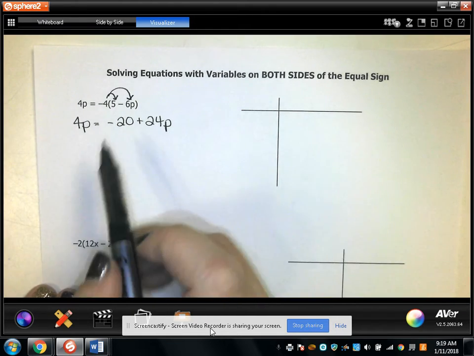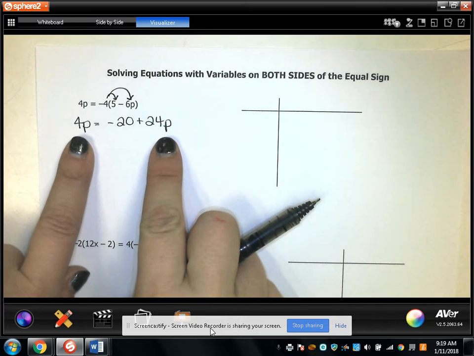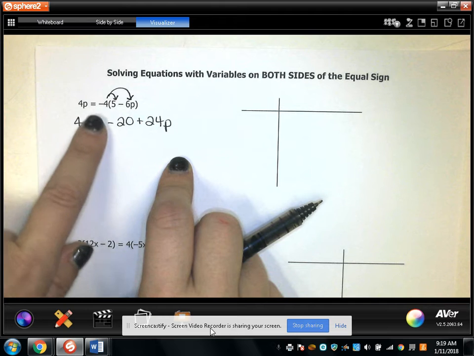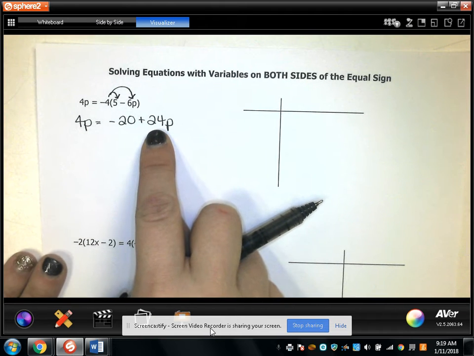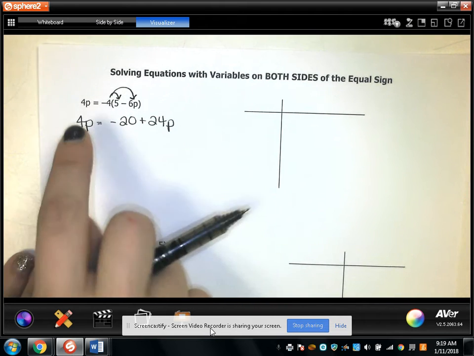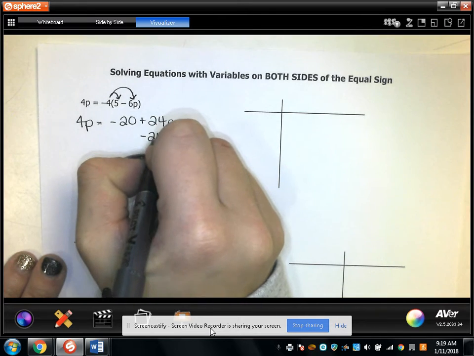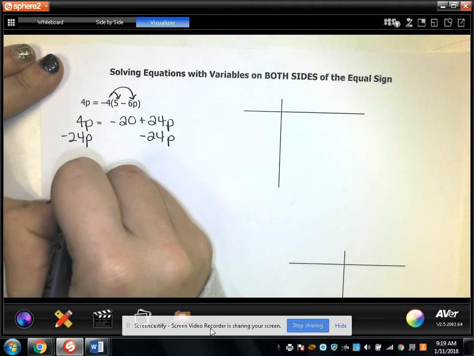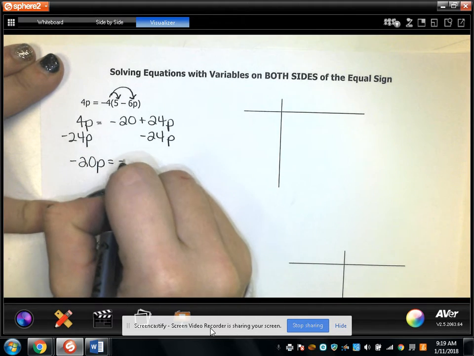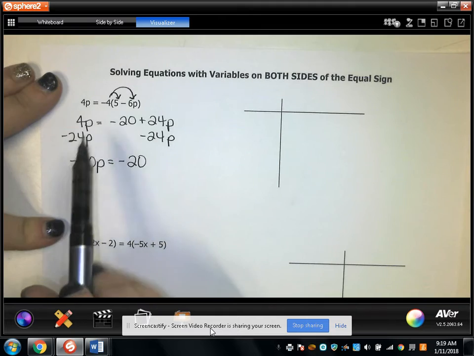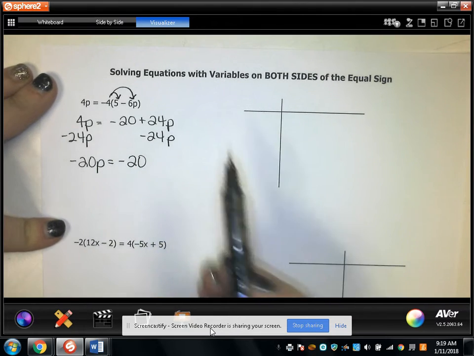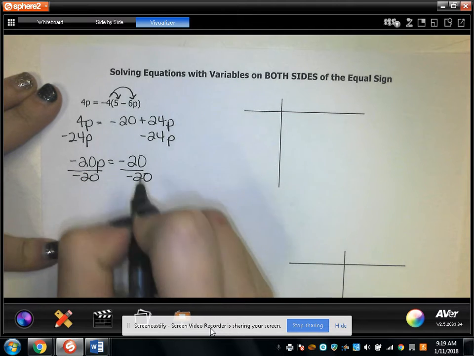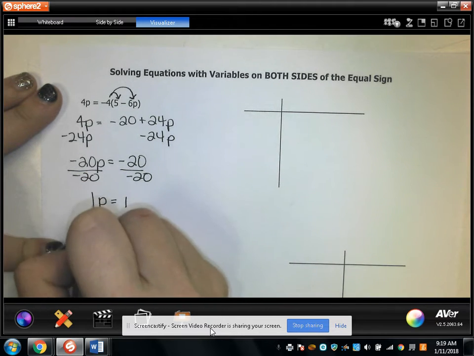Now, usually, I locate the variable that has the lower coefficient, and that's the variable that I move. But since there's no constants over here and 4p is alone, I'm actually going to move the 24p over on this side. So I'm going to subtract 24p, subtract 24p, and we're left with negative 20p equals negative 20. So this way, I have my variable on one side and my constants on the other side. I'll divide both sides by negative 20, and I'm left with p equals positive 1.